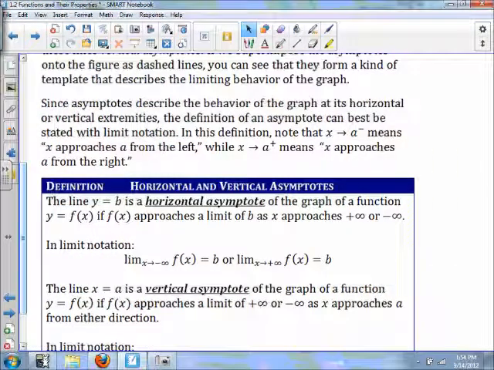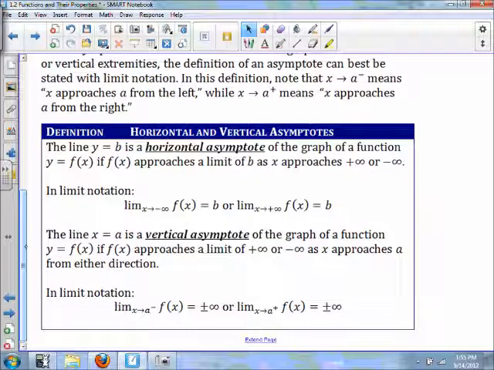Now since asymptotes describe the behavior of the graph at its horizontal and vertical extremities, the definition of asymptote can best be stated with the limit notation. I'm going to be a stickler on this. We need to learn how to work with limit notation, especially if you plan on moving on to calculus. In this definition, note that x approaches a negative means x approaches a from the left, while x approaches a plus means x approaches a from the right. So you've got to be able to read your graph from left to right.